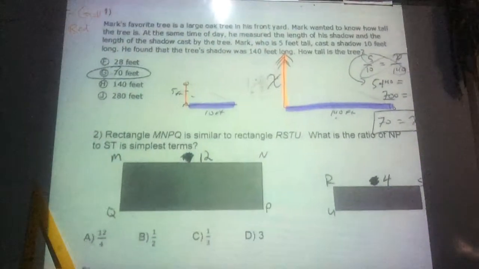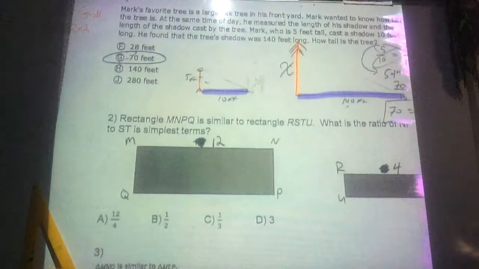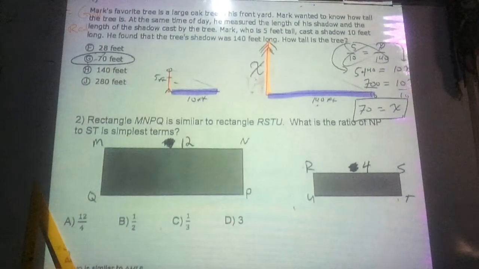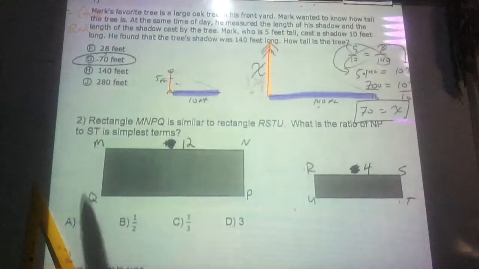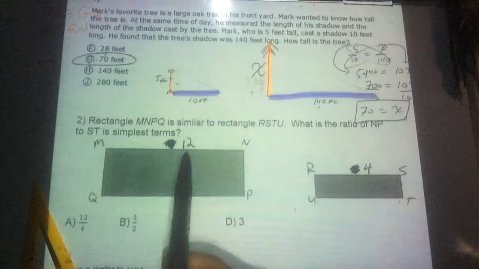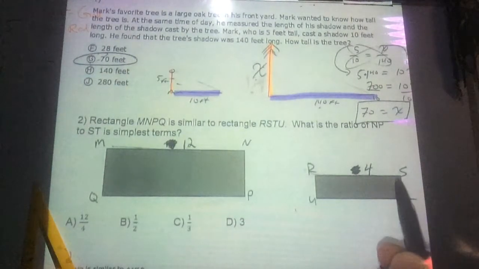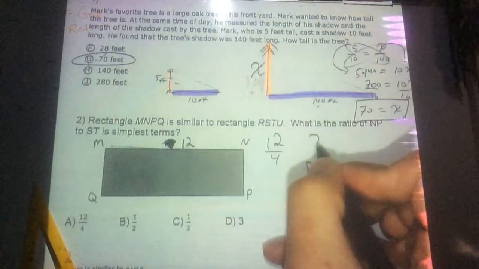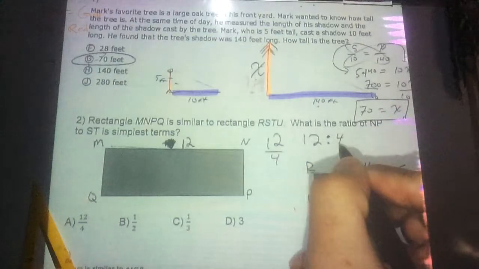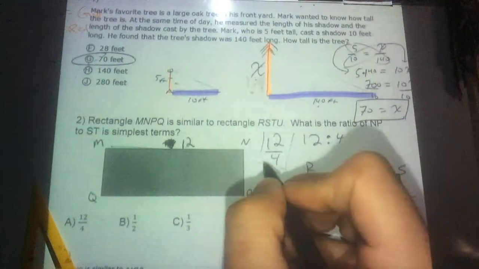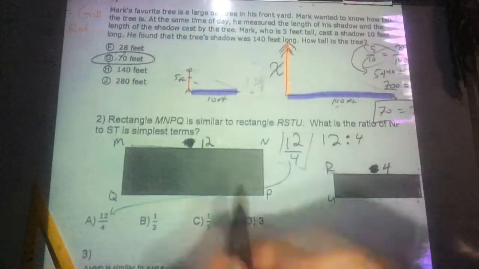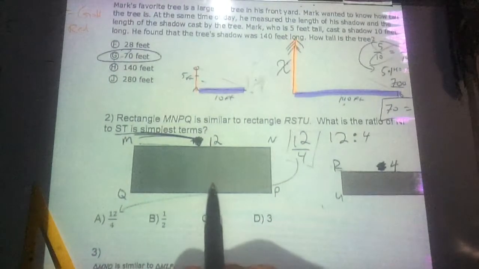Okay, rectangle MNPQ is similar to rectangle RSTU. What is the ratio of NP to ST in simplest terms? So if this rectangle here, well, if this side here is 12 and this is 4, I know that the ratio of everything in this triangle is going to be 12 to 4, which can also be written just like this. So I think it might be this answer right here, 12 to 4. But let's simplify it in simplest terms.